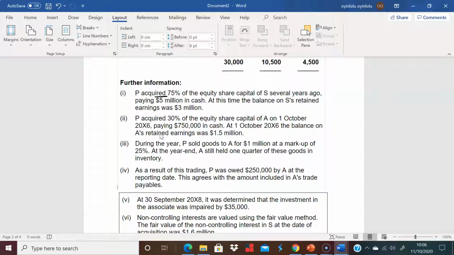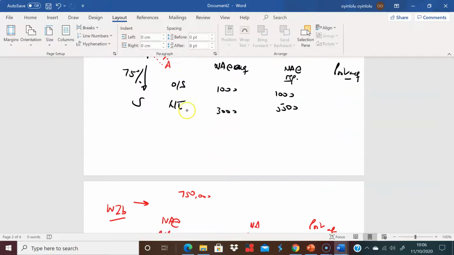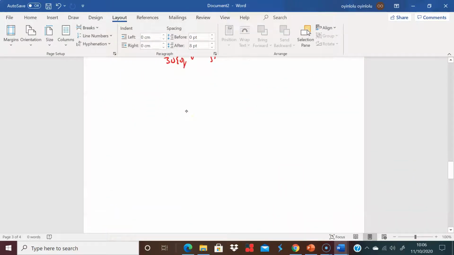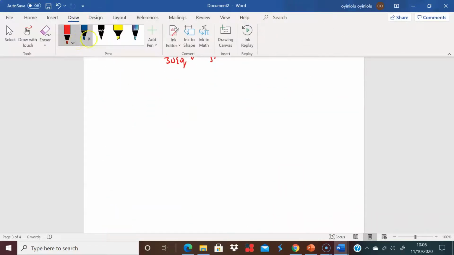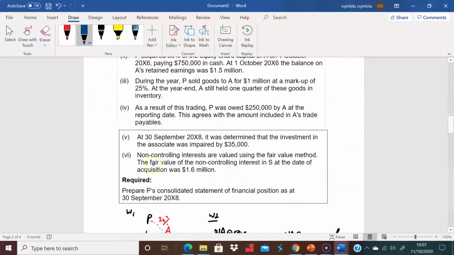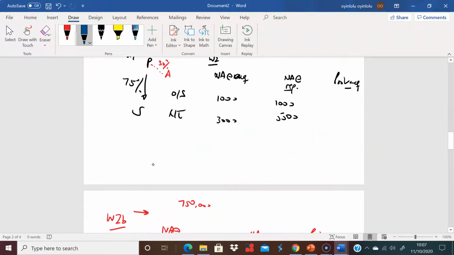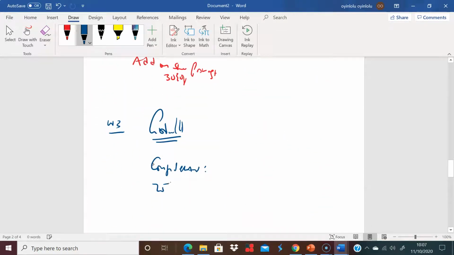Why not? Let me just do the goodwill. Let me do working 3. Change my pen color again to black. Working 3, goodwill, of course, only on the subsidiary. And what do I have here? I have here consideration. Of course, remember, this is only to do with the subsidiary. And the 25% non-controlling interest, the fair value.